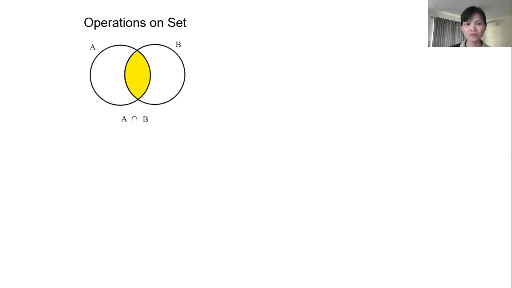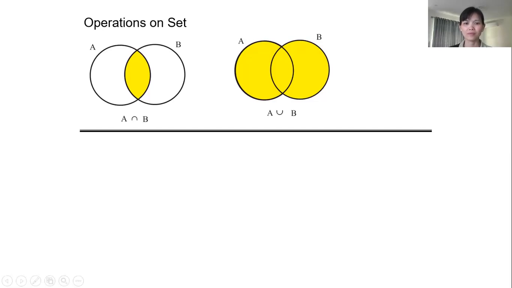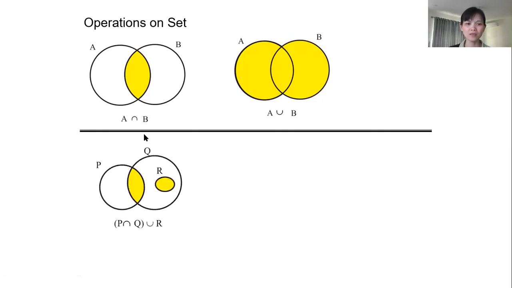Now, operations on sets. A intersect B is the intersection. A union B means the whole A combined with the whole B. And P intersect Q, we get this one, union with R, the whole R. So we get the diagram like this.